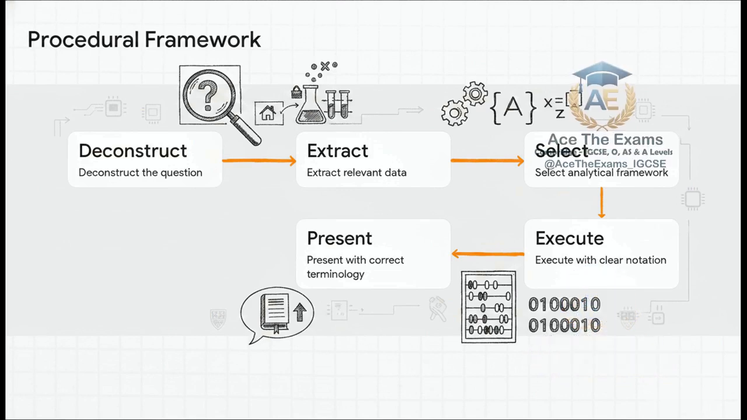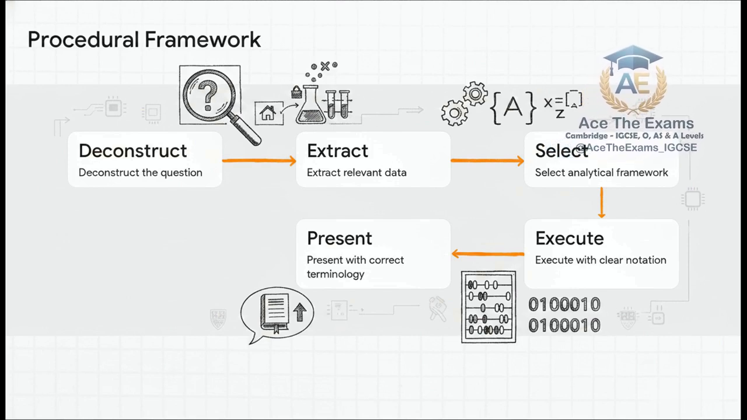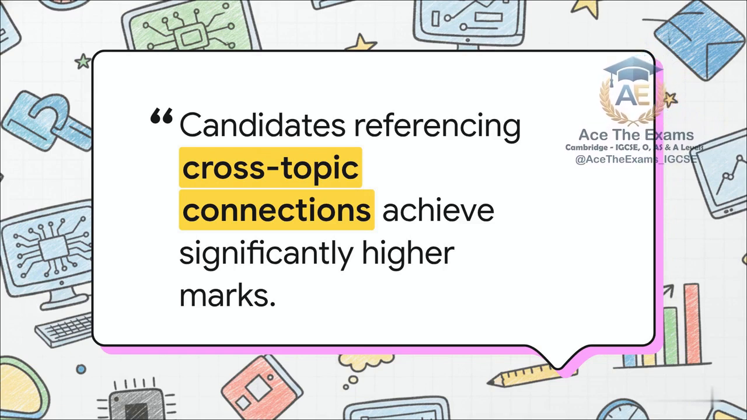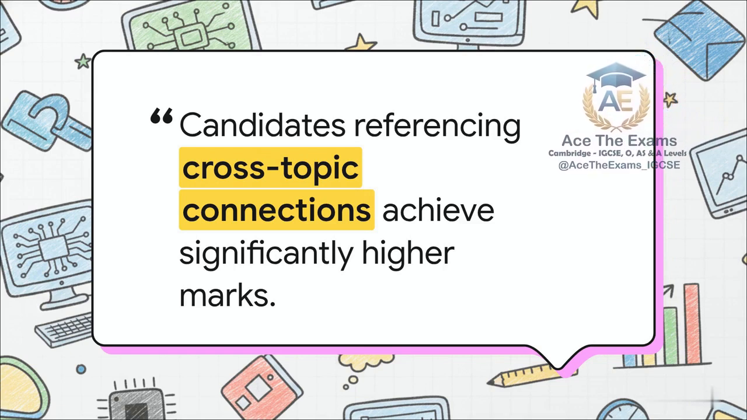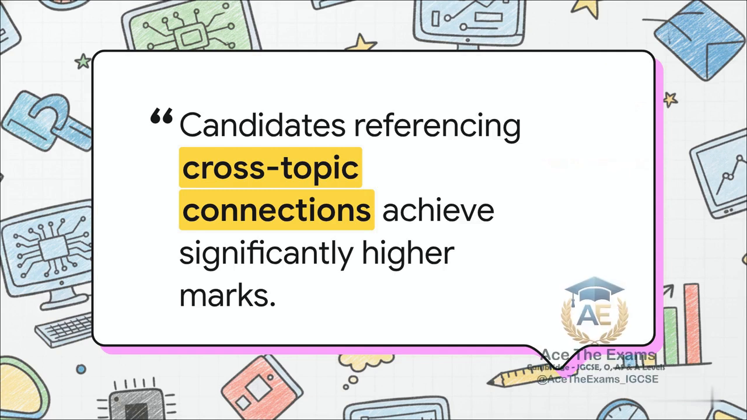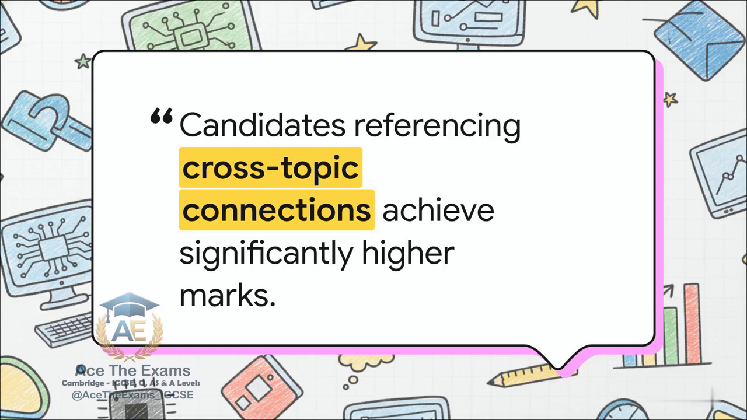When you systematically apply these 5 steps, those chaotic, panic-induced paragraphs transform into incredibly precise, high-scoring technical responses. I really want you to internalize this critical insight, which comes straight from the source. Candidates referencing cross-topic connections achieve significantly higher marks. It is not just about knowing the binary rules in a complete vacuum. It's about connecting those calculations to the broader architectural concepts across the entire syllabus, things like loops, memory management, and array processing.